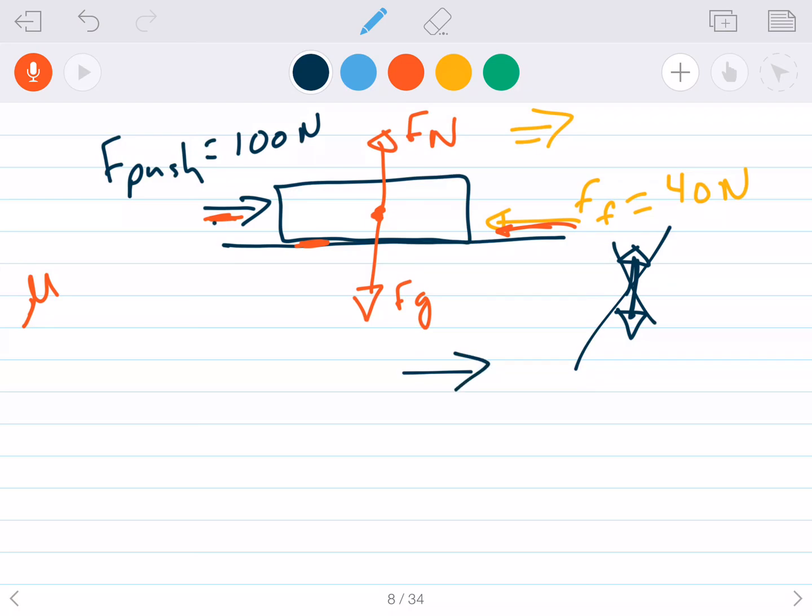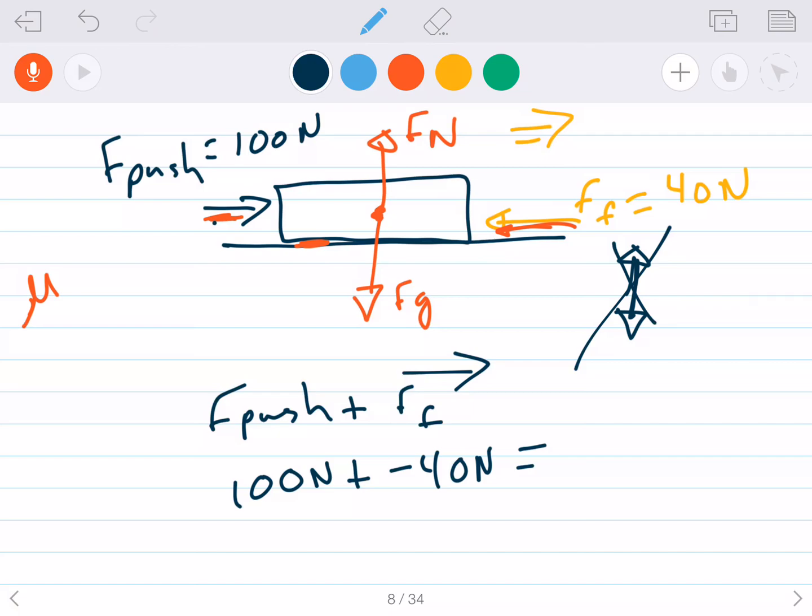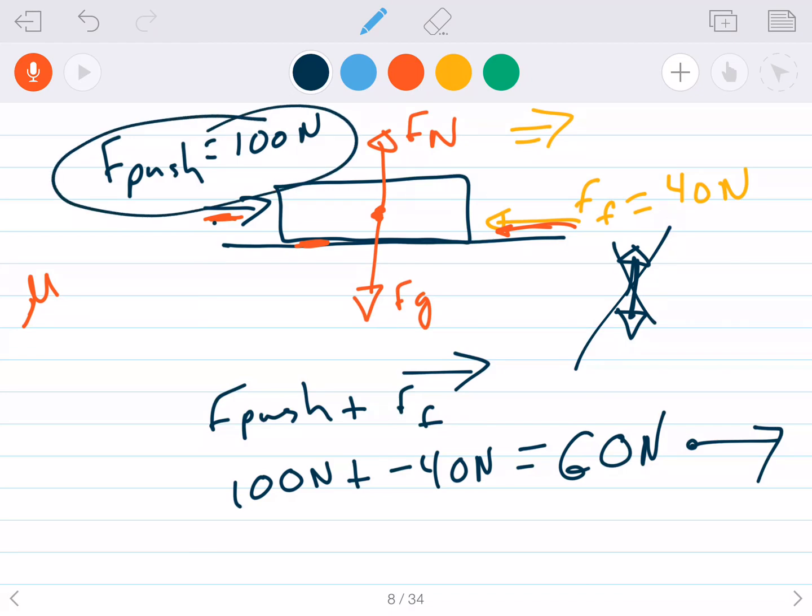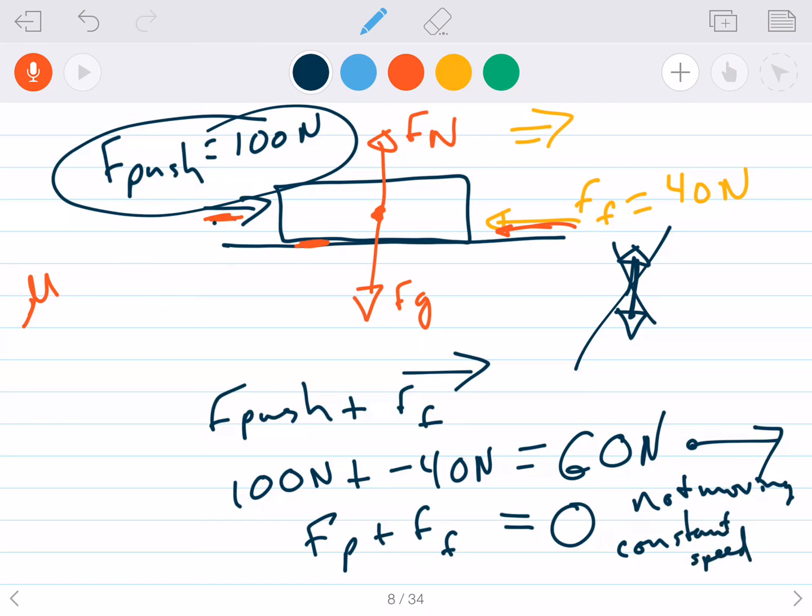So if we add these two forces, the force of the push plus the force of friction, 100 newtons plus a negative 40 newtons, we get 60 newtons. Which direction? That way. Why? Because the force of the push is greater. Now, if the force of the push and the force of friction are equal to one another, then our resulting force is going to be zero. That could actually mean two things. If the force is zero, either the object is not moving or it is moving at constant speed. It could still be moving, and if the forces are equal, it's just not going to slow down or speed up.